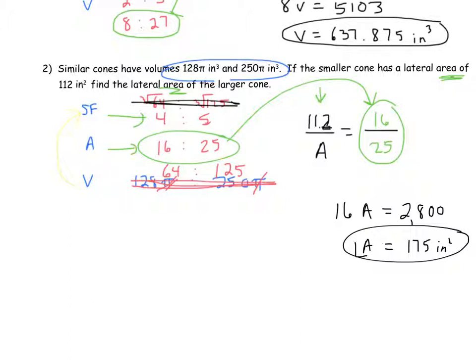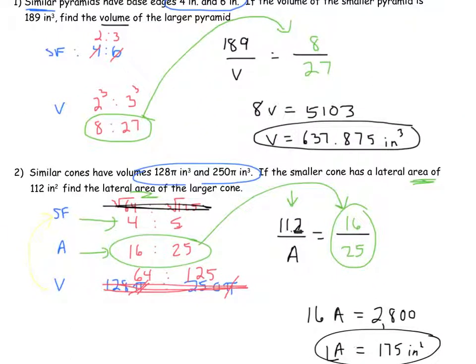Okay, slightly more complex than the first example. The big difference is that in this one we were given volumes. We had to go back to the scale factor before we could get the ratio of areas to then use in our proportion.